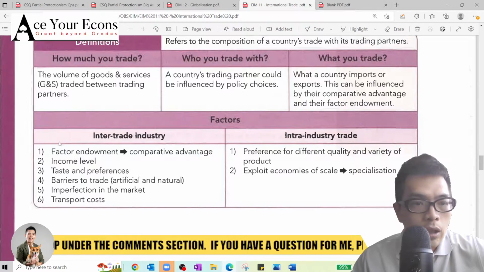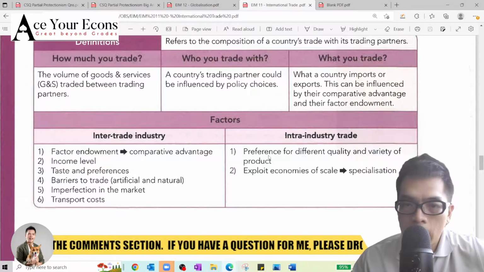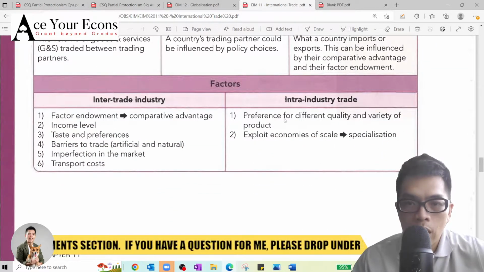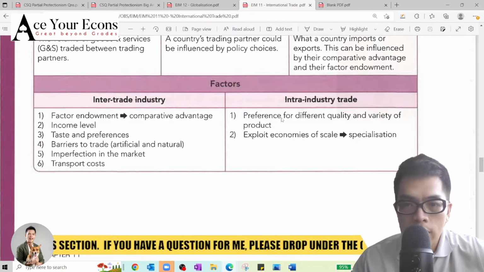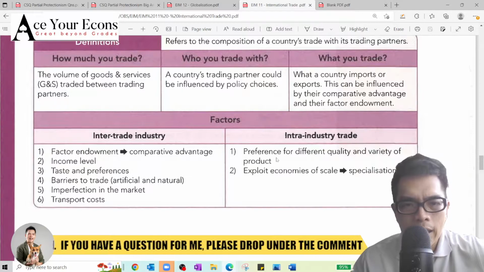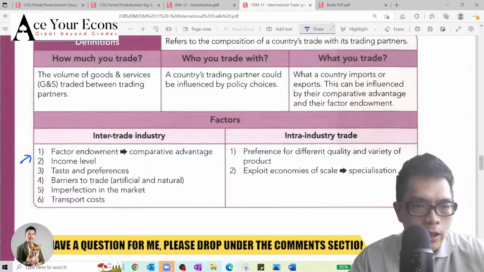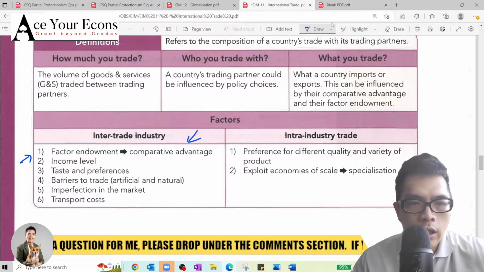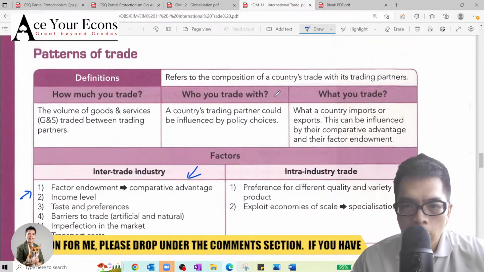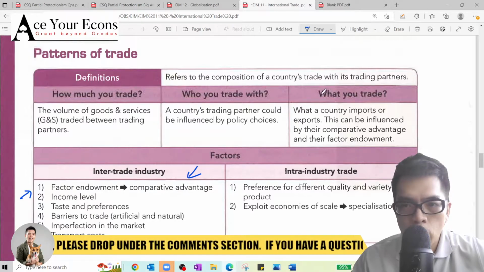For inter-industry trade, we have FIT and BID. And for intra-industry trade, we have preference for different quality and variety of the product, or what we call differentiated goods, and exploiting economies of scale and specialization. This one is hardly tested. Most of the time it is the other one. So I want you all to focus especially on factor endowment, which determines your comparative advantage. Whatever answer you structure, make sure it's related to how much, who, and what you trade.